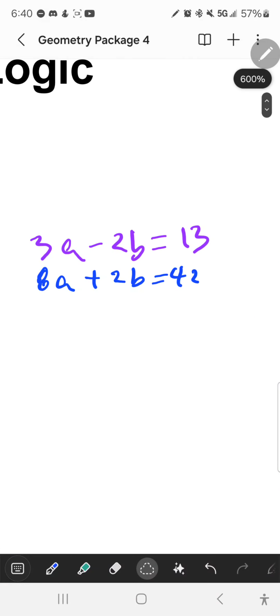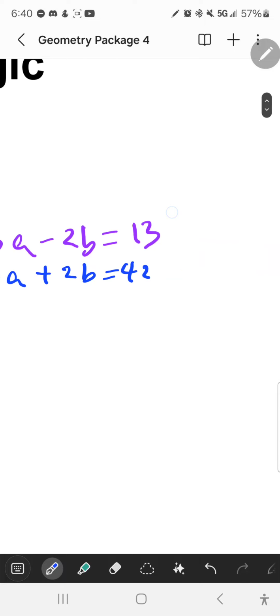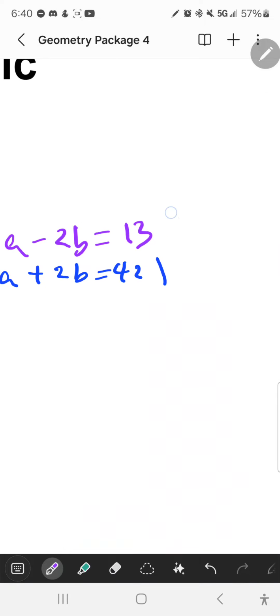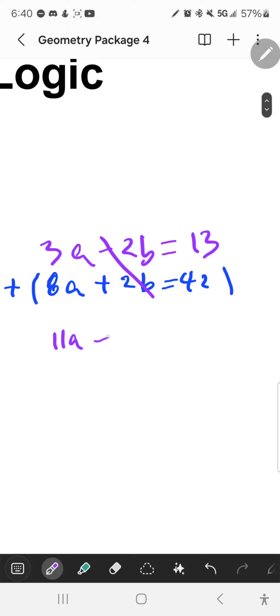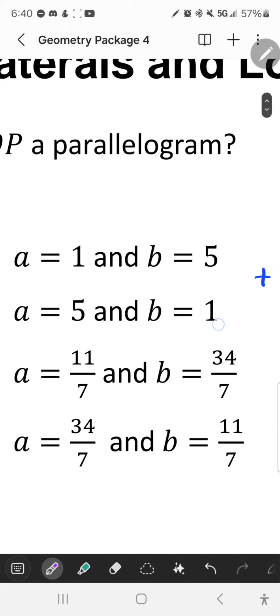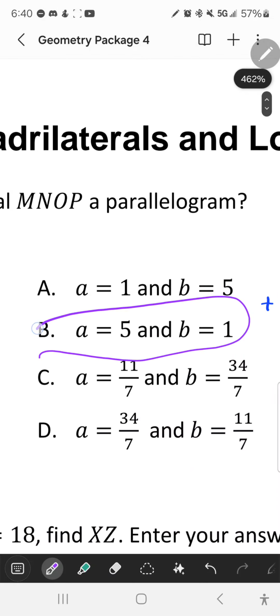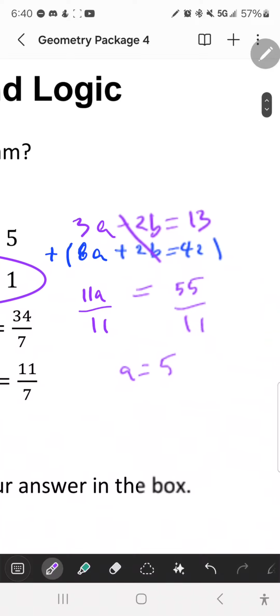Now, as you can see, we can actually cancel out the B. So if we add these two equations together, we get 3A plus 8A is 11A. Now, negative 2B plus 2B, they just cancel out. So plus 0 equals 13 plus 42, which is 55. So we have 11A equals 55. If we divide both sides by 11, we get that A equals 5. This is the only option that says A equals 5, but let's make sure that's true.